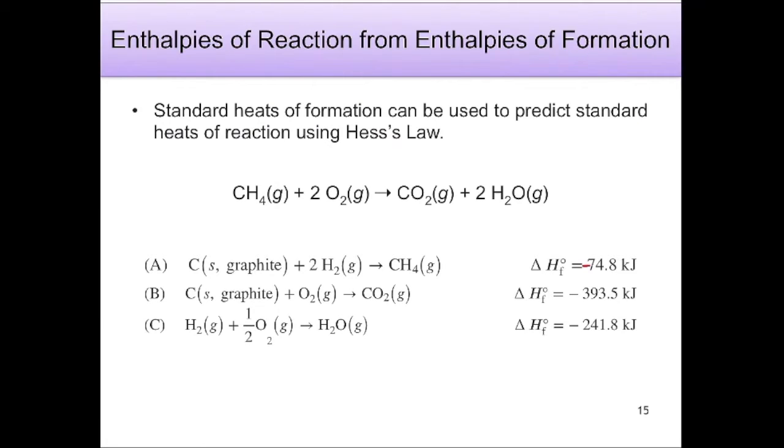So for example, if we have this reaction here, and we want to determine what the delta H of reaction is, we can use other reactions which consist of the reactants and products of this reaction to help us determine what delta H is. So in this case, we've chosen 3 different reactions. And if you notice, in each of these 3 reactions, you can find the reactants and the products of the overall reaction above. So reaction 1 has methane, which is up there. Reaction 2 has both oxygen and carbon dioxide. And reaction 3 has oxygen and water.